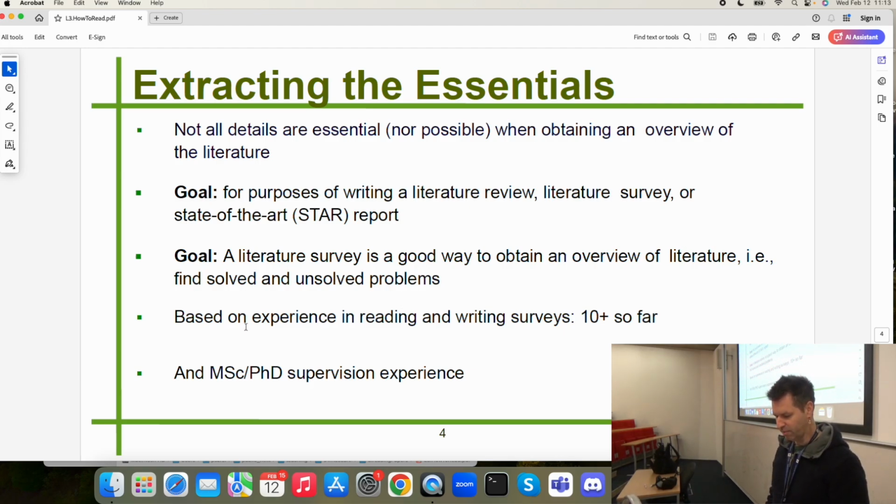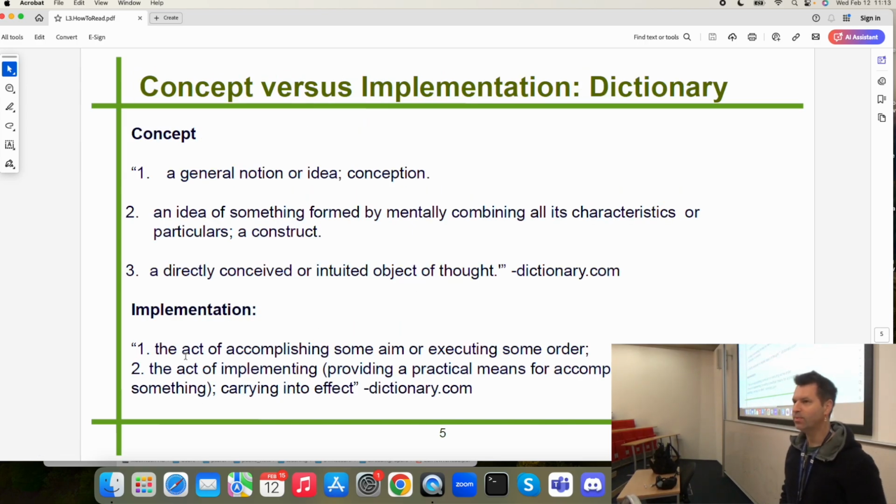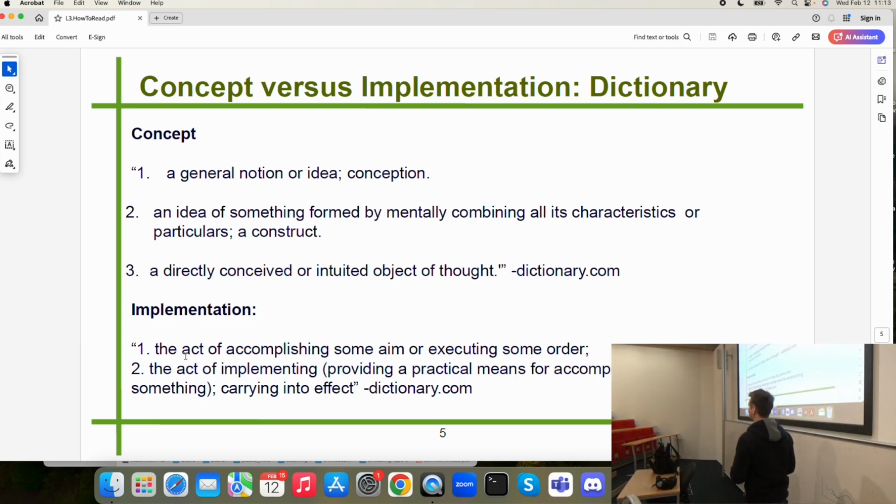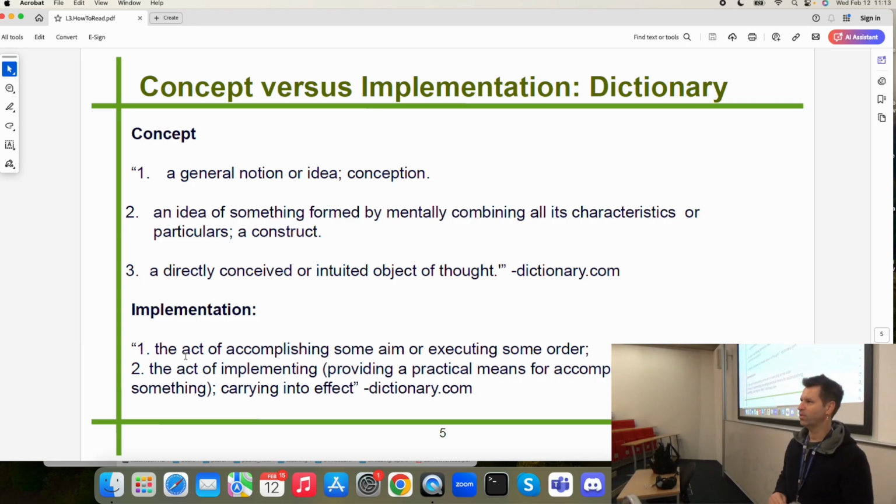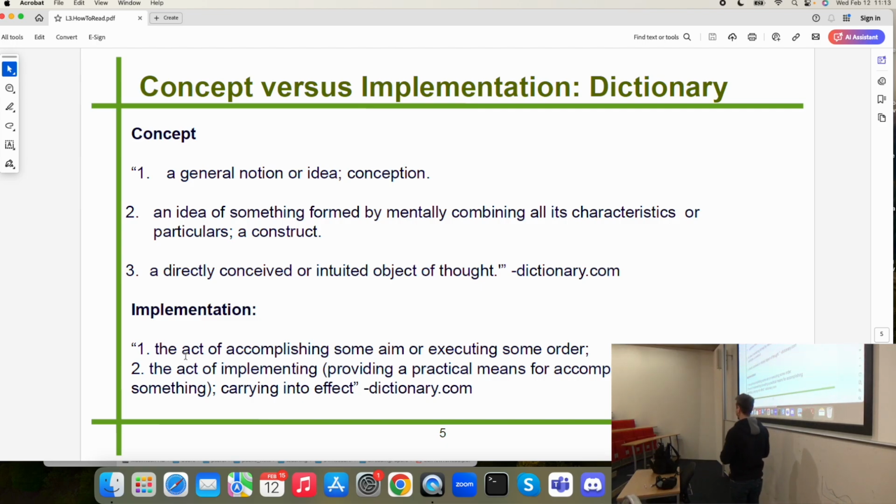So what we're talking about here is based on previous experience of reading and writing surveys and supervising students. If there are questions or comments, feel free to interrupt me anytime. So the first major hurdle is trying to understand the difference between concept and implementation. This is a key element in your skill set. If you can understand the difference between concept and implementation, you're already halfway there.